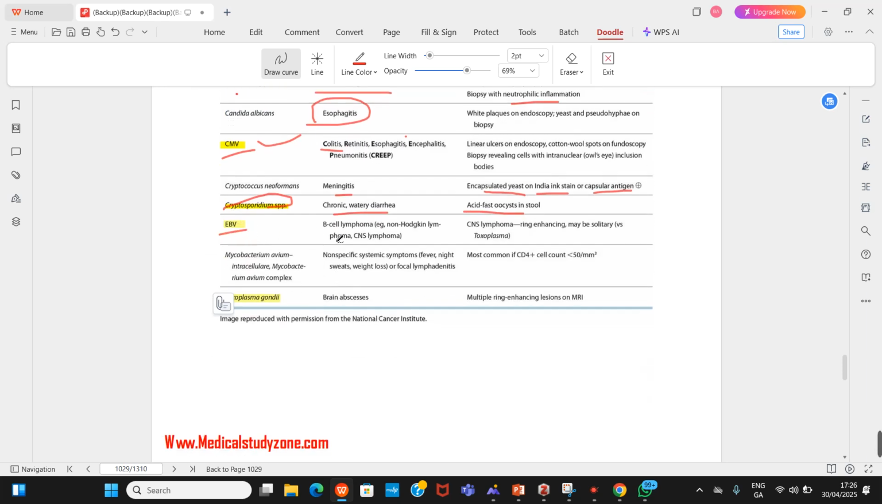EBV, all the lymphomas in the world. CNS lymphoma, B-cell lymphoma, EBV. But it's going to be solitary. If you are seeing multiple ring enhancing lesions in an HIV patient, think about Toxo.